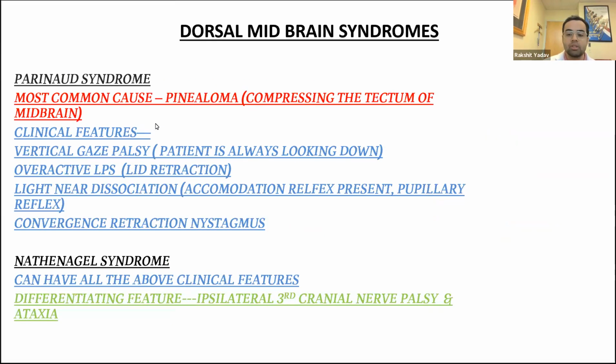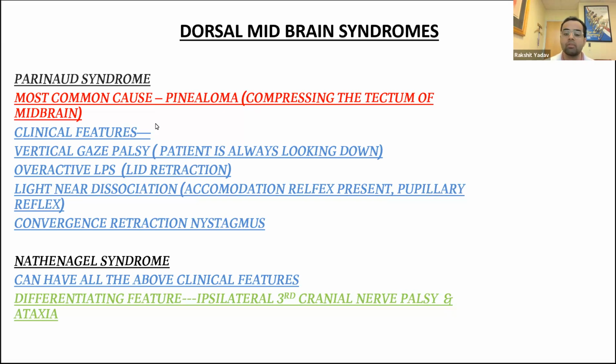So now we have the dorsal midbrain syndromes, and this is really important. This is a very common kind of an example, Parinaud syndrome. The most common cause of Parinaud syndrome is pinealoma that compresses the tectum of your midbrain. So there are very interesting clinical features in this case. There is vertical gaze palsy. So the patient is always looking down. The patient cannot look upwards.